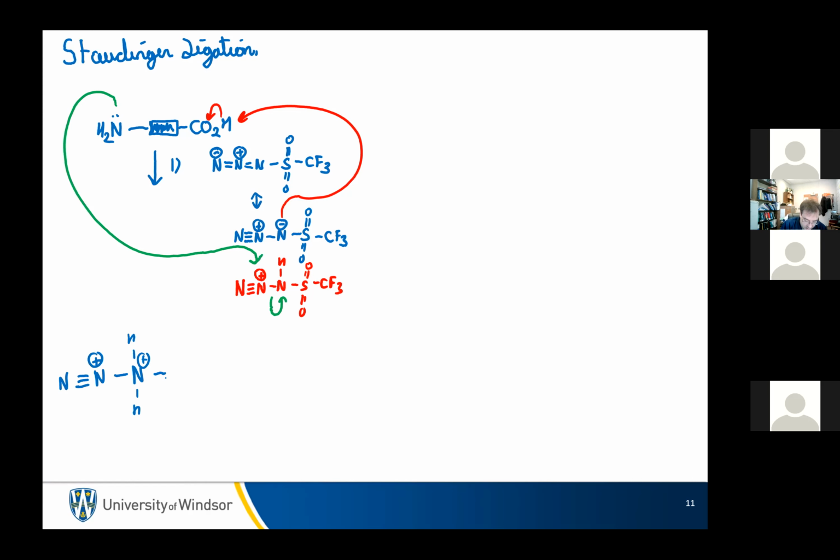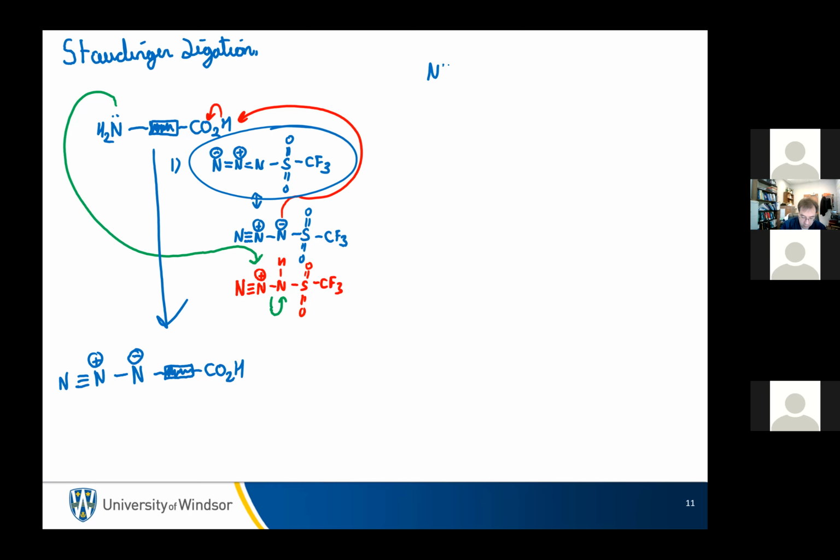That does not look very stable, of course. So we're going to quickly strip away one of those hydrogens. Gone. And then we're going to lose the other hydrogen to make an azide. So we're going to go from an amine to an azide by treatment with triflic azide.